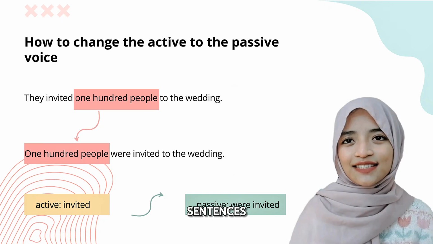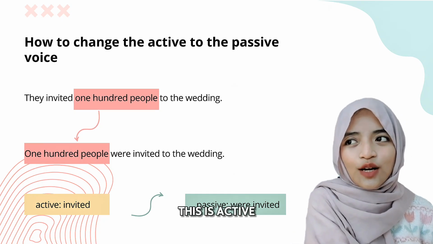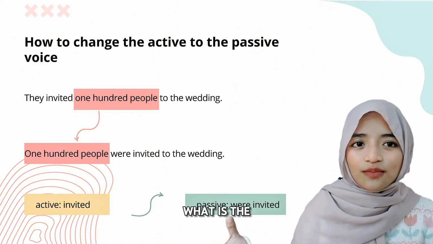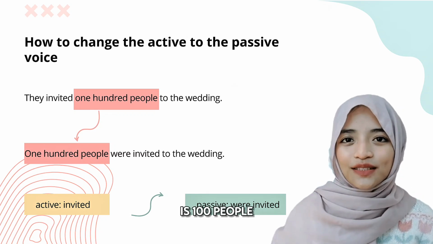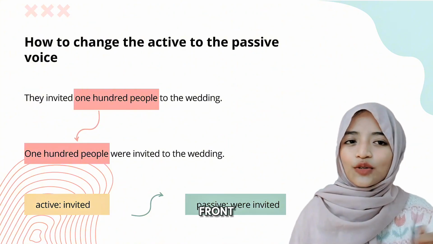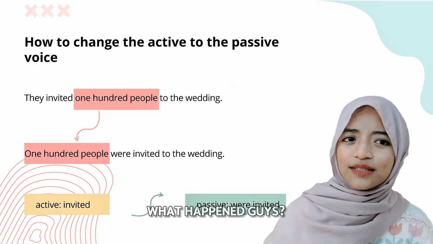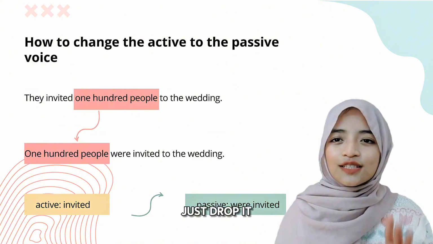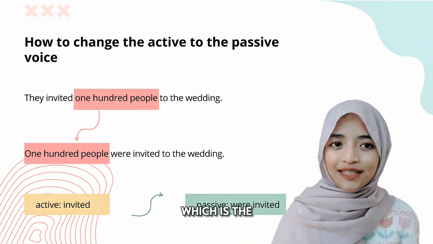Alright guys, now let's practice changing active to passive voice. Let's see these sentences. They invited 100 people to the wedding. This is active. Who is the subject? Yeah, they. And what is the verb? Invited, good. And the object is 100 people. Now to change it to passive, we move the object to the front, so it becomes 100 people were invited to the wedding. Do you see what happened, guys? The subject they is no longer important, so we can just drop it. So the focus is on 100 people, which is the object.